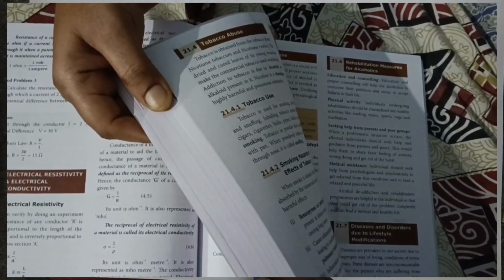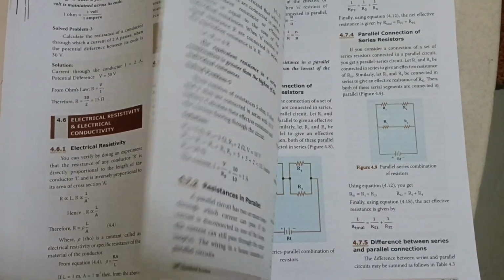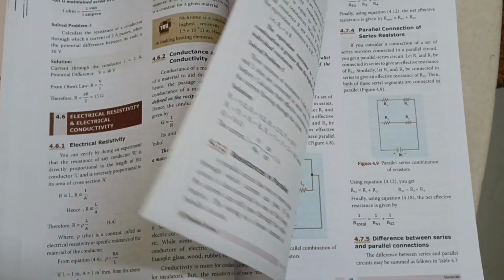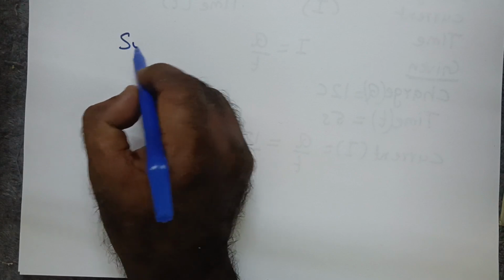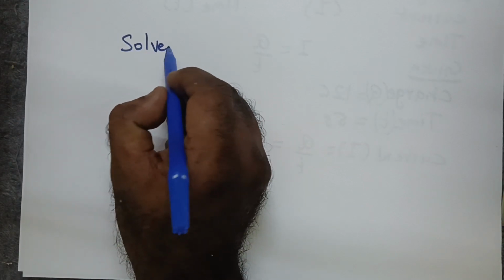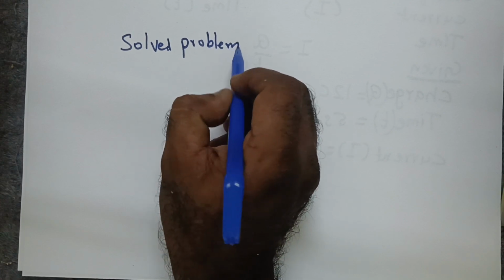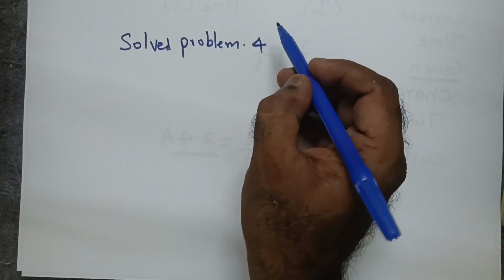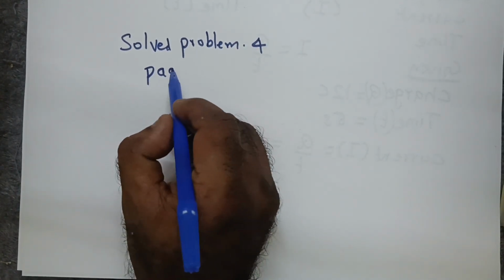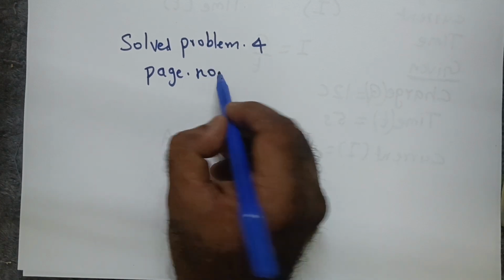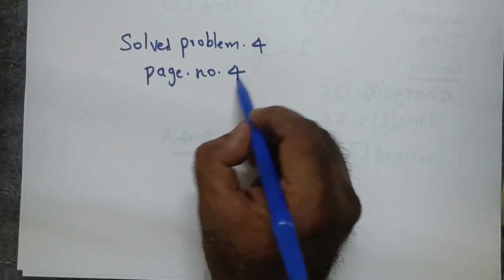So dear children, in the problem solving series, next we are going to have a close examination on a problem from the chapter Electricity, that is solved problem 4, which is on page number 47.